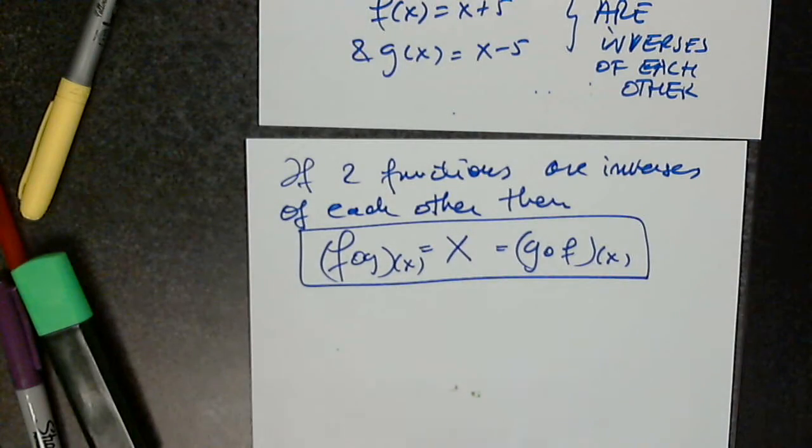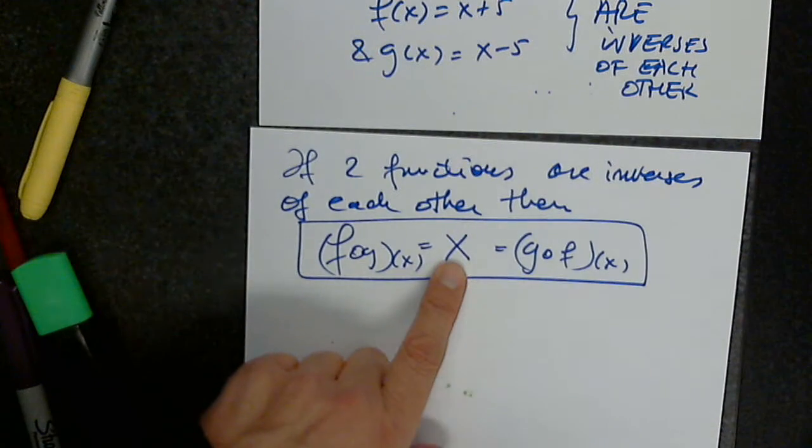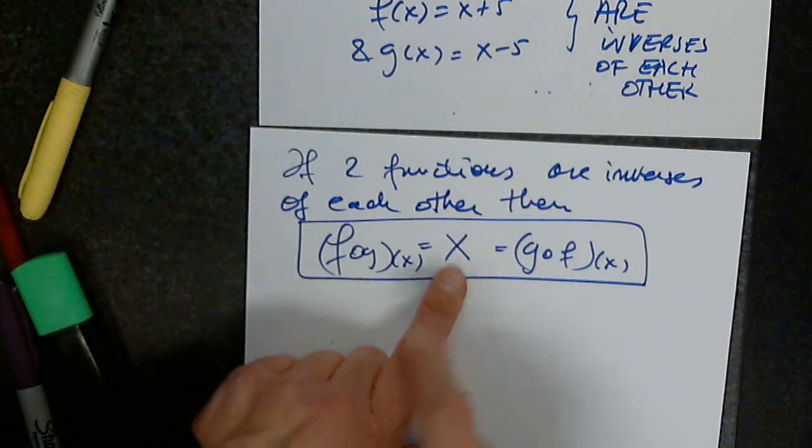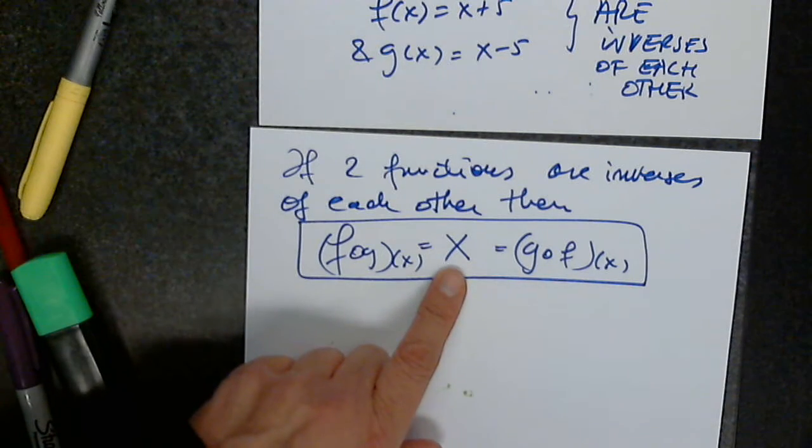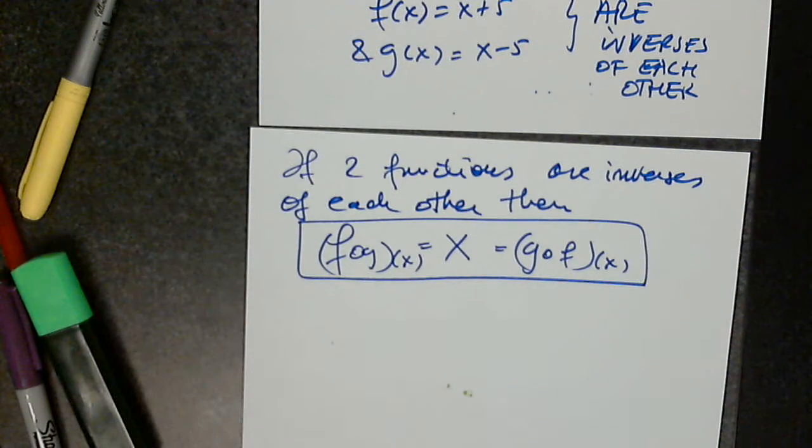Not x squared. If I get x squared, those two functions are not inverses of each other. If I get x over 3, those two functions are not inverses of each other. Only if I apply f and then g and nothing happens to x, and if I apply g and then f, nothing happens to x, only then these two functions are inverses of each other.